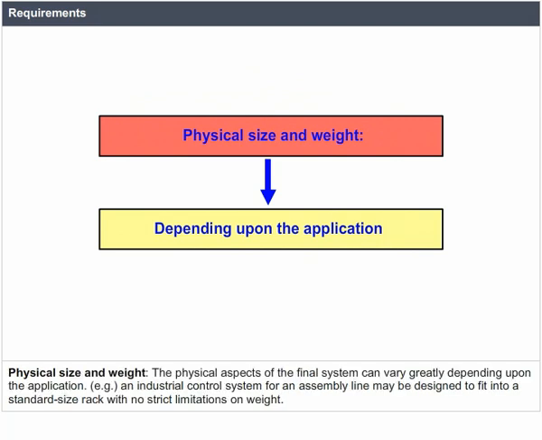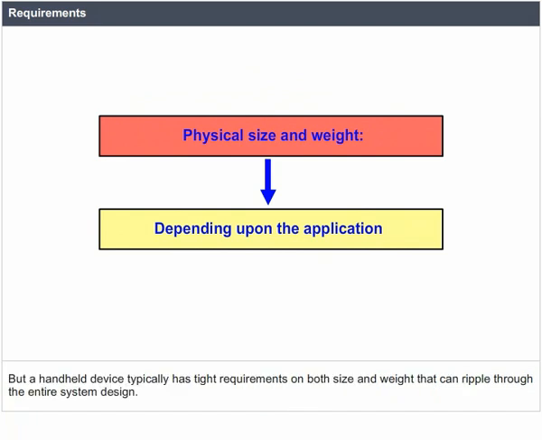Physical size and weight. The physical aspects of the final system can vary greatly depending upon the application. For example, an industrial control system for an assembly line may be designed to fit into a standard size rack with no strict limitations on weight. But a handheld device typically has tight requirements on both size and weight that can ripple through the entire system design.